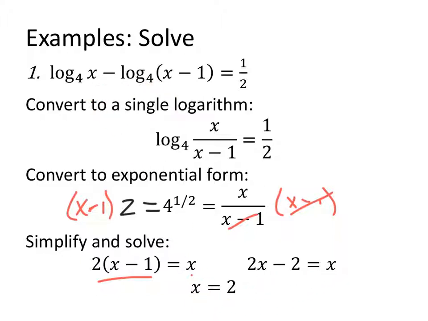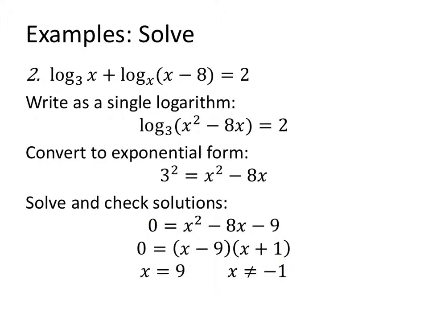Check it in the original. You'll find that that works out. And again, remember, if we're adding logarithms of the same base, that turns into multiplication of their arguments. So log base 3 of x plus log base 3 of (x - 8) equals 2. We could write that as a single log, log base 3 of x times (x - 8), or x squared minus 8x, still equals 2.